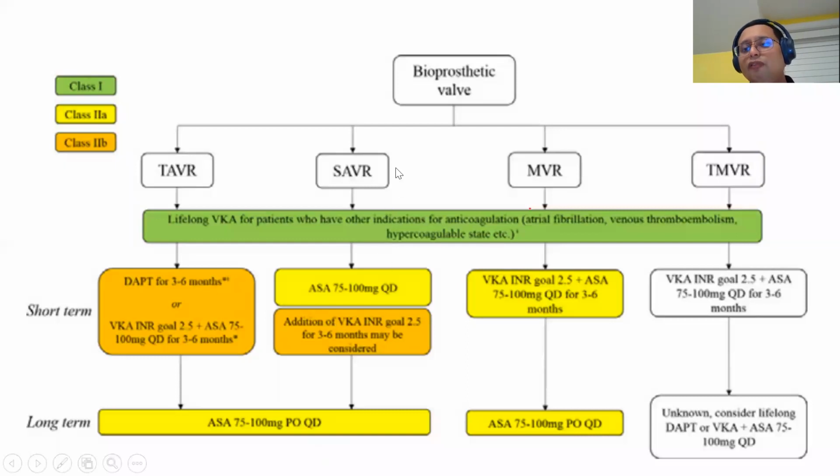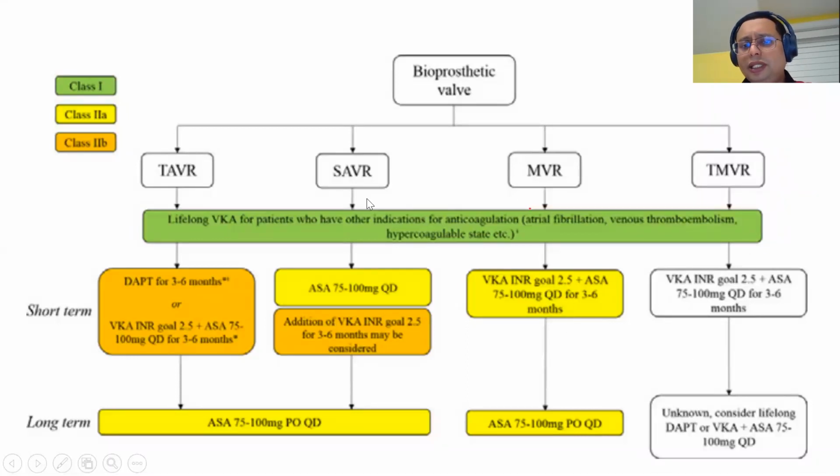Okay. What about if you have a bioprosthetic aortic valve replacement? Okay. The suggestion is to give aspirin 75 to 100 milligram daily for 3 to 6 months. Okay. However, they ask you to consider adding warfarin also for 3 to 6 months. Okay. For the mitral valve, because of the higher risk of thrombosis, you can see that they ask you straight away to give warfarin plus aspirin for 3 to 6 months. All right. This is transcatheter mitral valve replacement. So this one I do not want to touch because this is not widespread yet. I don't think we do it in Malaysia yet.